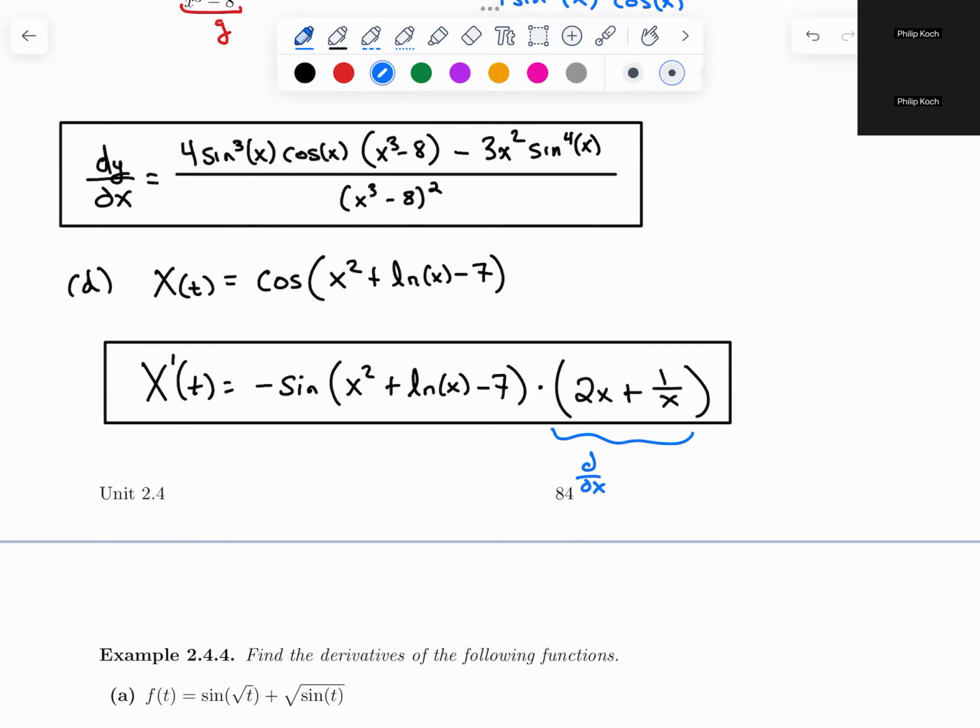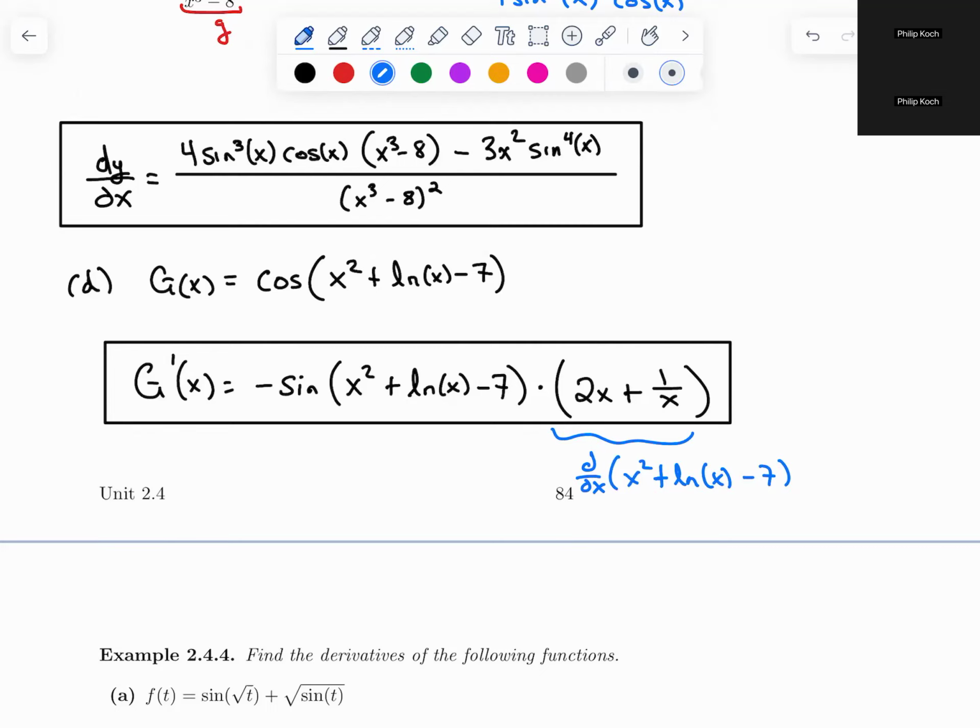Oh, I don't know why it became x's. Let's change its name from x to capital G. And so call it g of x. Capital G of x. So capital G prime of x is d dx of x squared plus ln x minus 7. Apologies on the mix up of variables. Okay. Any questions on that?